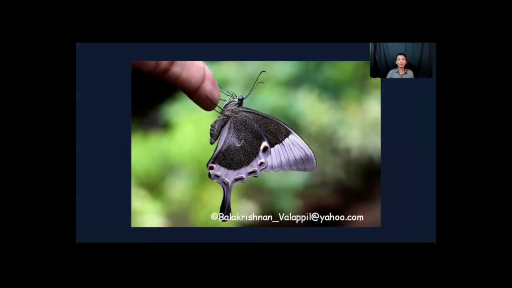And here you have a fully ready butterfly, dried and energized to take off on its first flight.